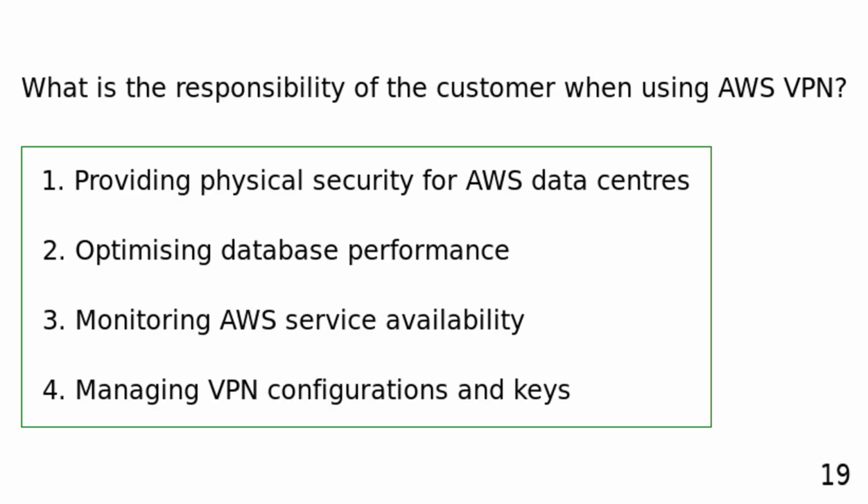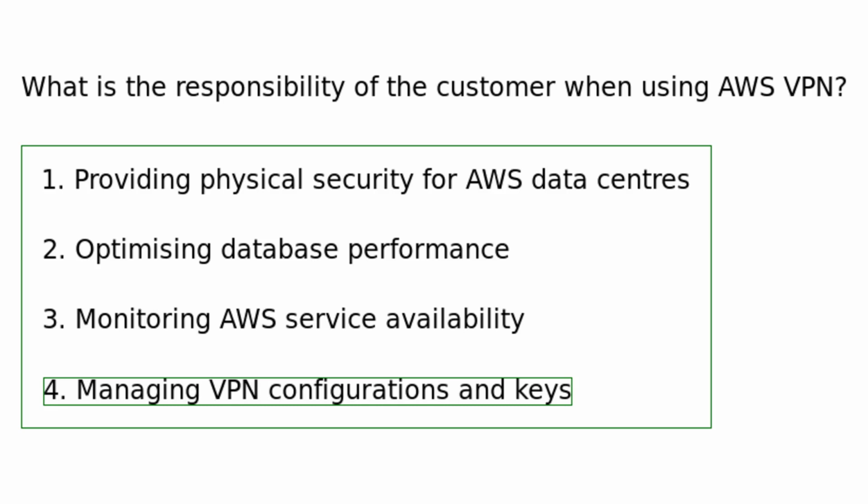What is the responsibility of the customer when using AWS VPN? Providing physical security for AWS data centers. Optimizing database performance. Monitoring AWS service availability. Managing VPN configurations and keys. Customers are responsible for managing their VPN configurations and keys when using AWS VPN, ensuring secure and controlled access to their resources on the AWS network.